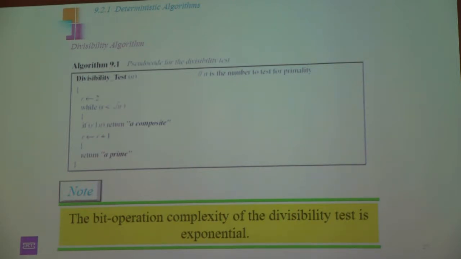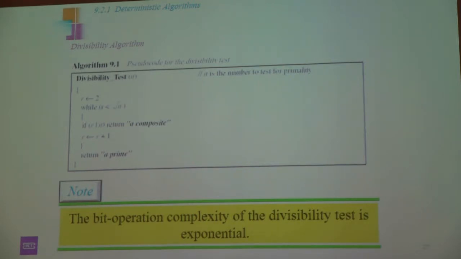This is not practical, it's complex. The bit operation complexity of the divisibility test is exponential. So the larger the number, the more complex. Definitely it is not practical.